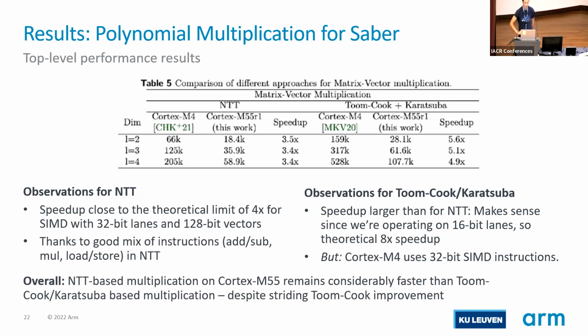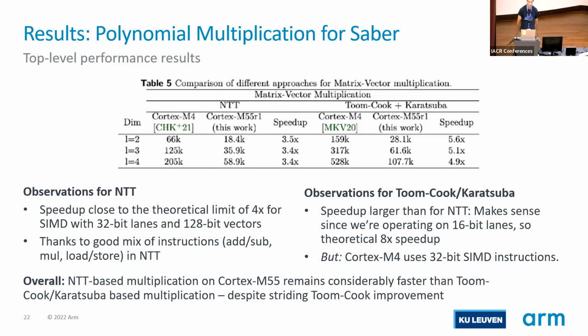Okay, now there's just one slide on the results, so let's take a little bit of time to digest this. What you can see in this table are performance numbers and cycles for matrix vector multiplication as you encounter it in Saber. And you have columns for NTT and you have columns for the striding Toom-Cook. And we compare our M55 implementation to a previous implementation on Cortex-M4.